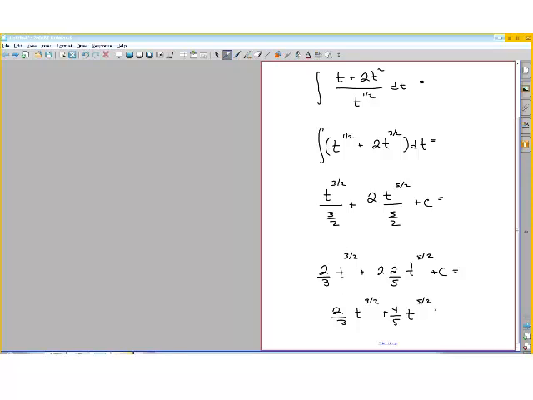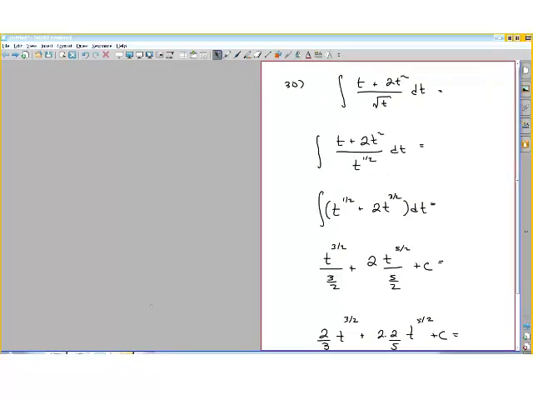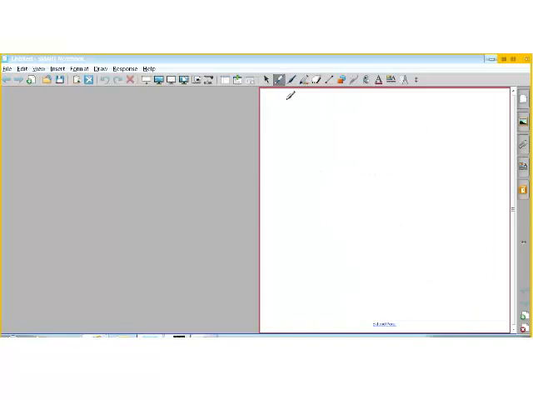And actually we're going to see this in a second. Something that happens sort of like that. So this is kind of an introduction to something that we're going to see later. Okay, so that's problem 30. Okay, we're going to do a couple of trig ones right now.